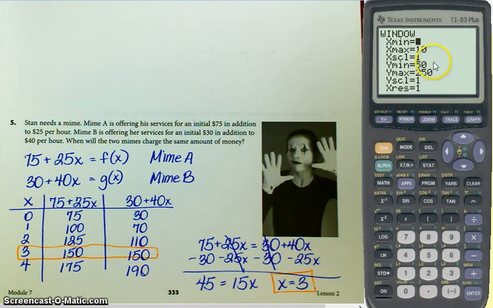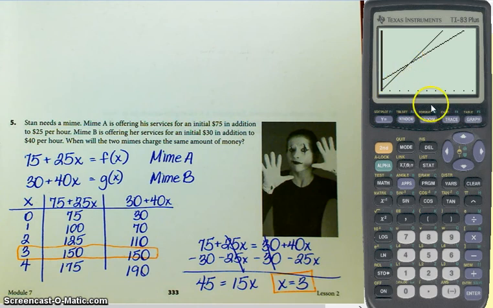I need to change probably my window values a little bit. 0 to 10, that's okay. My smallest charge is going to start at my y-intercept for mime B. So my smallest y value, we'll just start at 30. If we go up to, I don't know, 250 or 300, that should be plenty. And then we can hit graph. And I can see that they intersect right there.